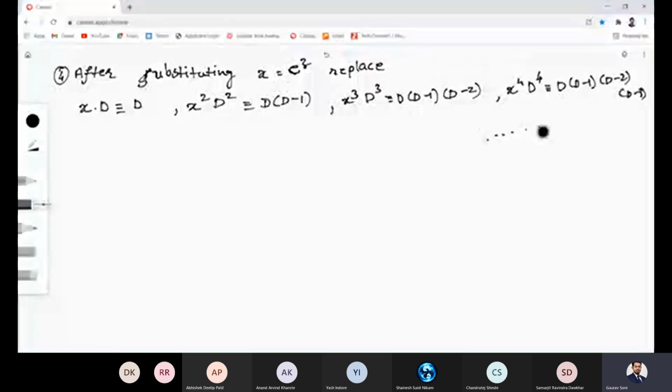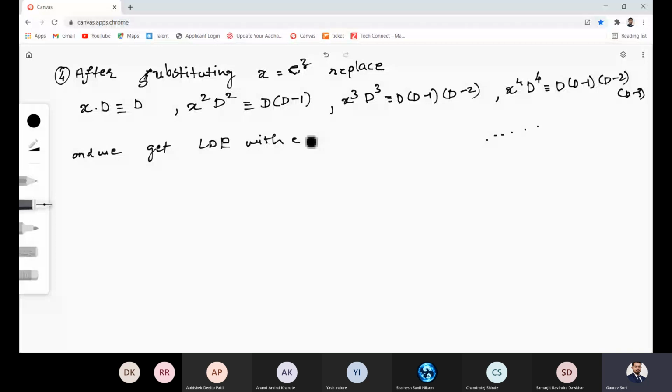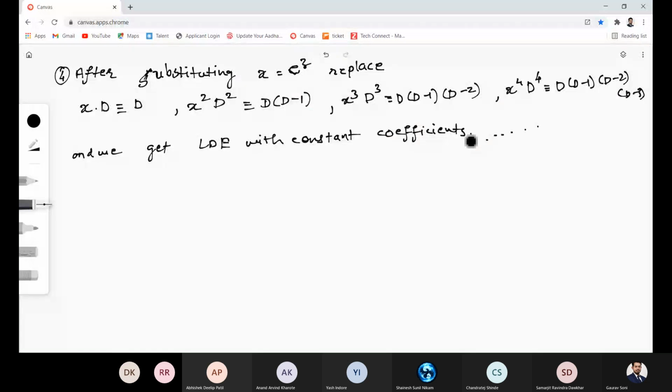You can actually guess what will happen for x raised to n. So after we substitute this, we'll make these replacements, and we get a linear differential equation with constant coefficient. Once we get a linear differential equation with constant coefficients, we can apply our regular method. Okay. So once we are clear with this, we'll quickly go for an example which will make us understand this better.